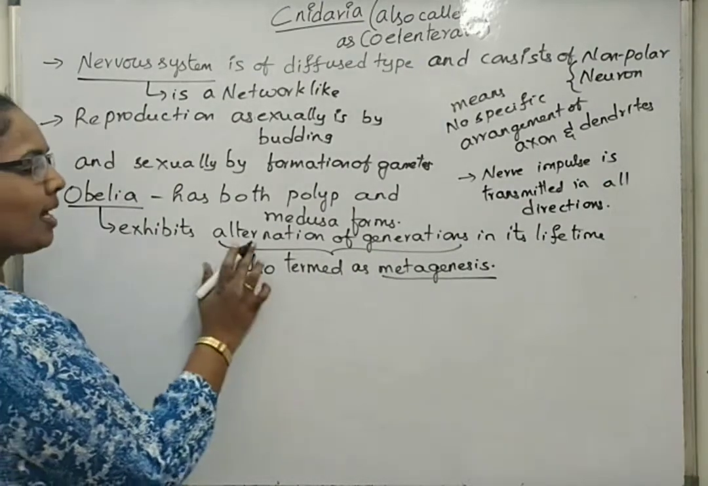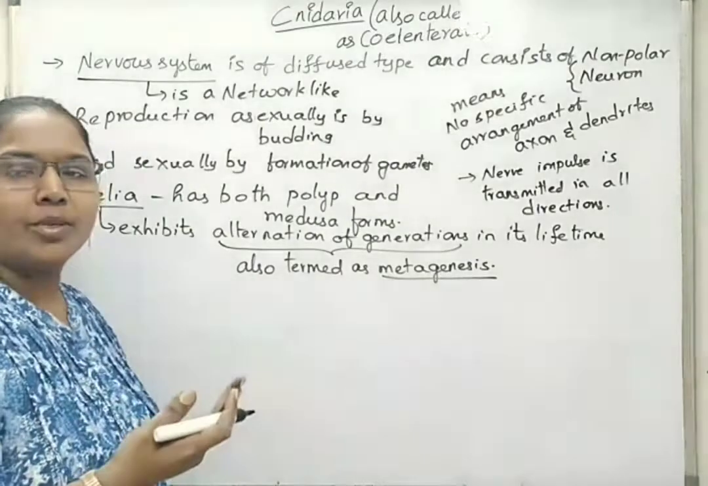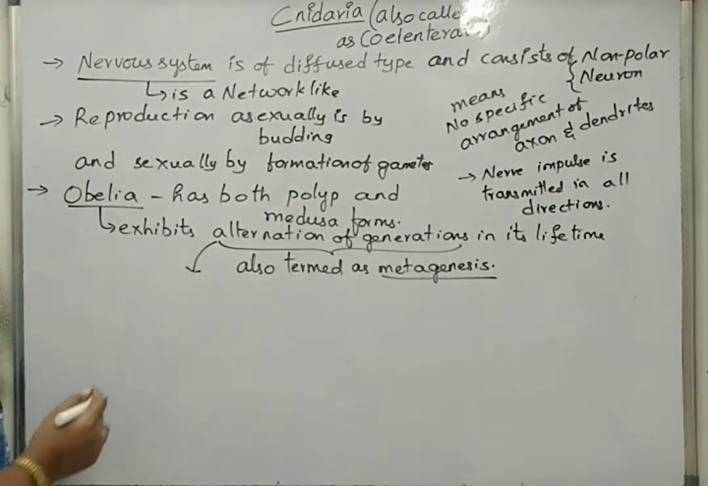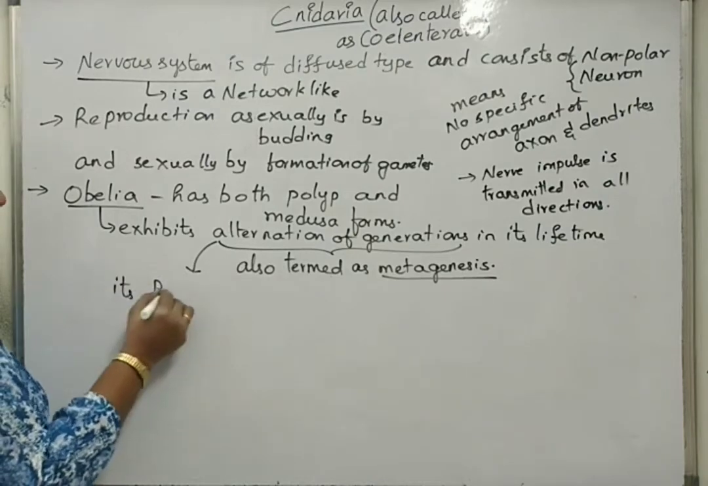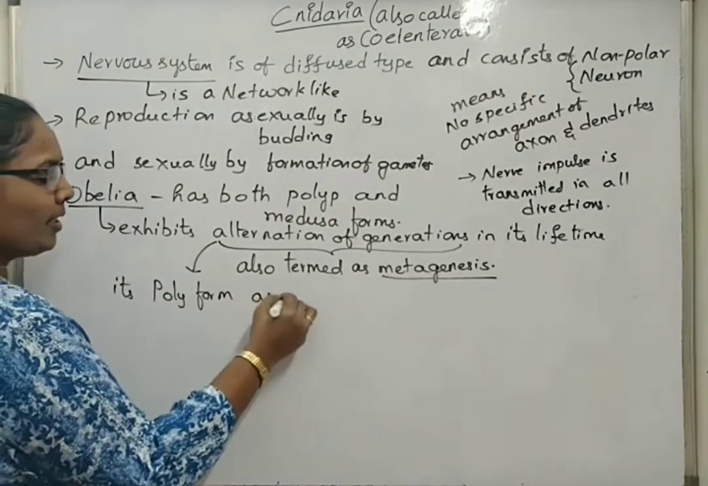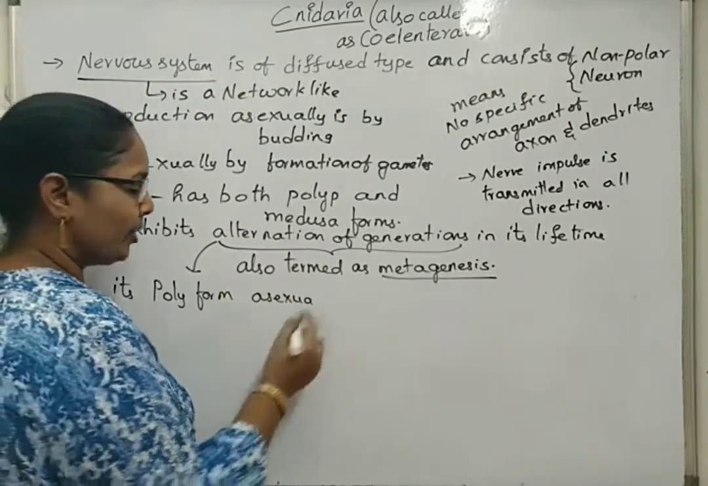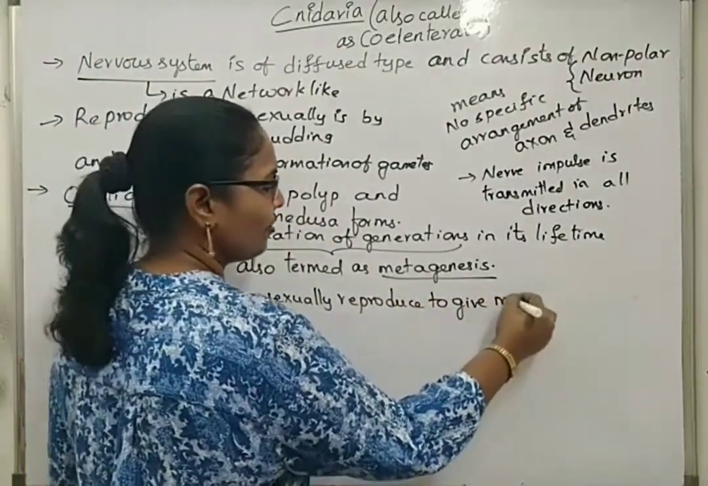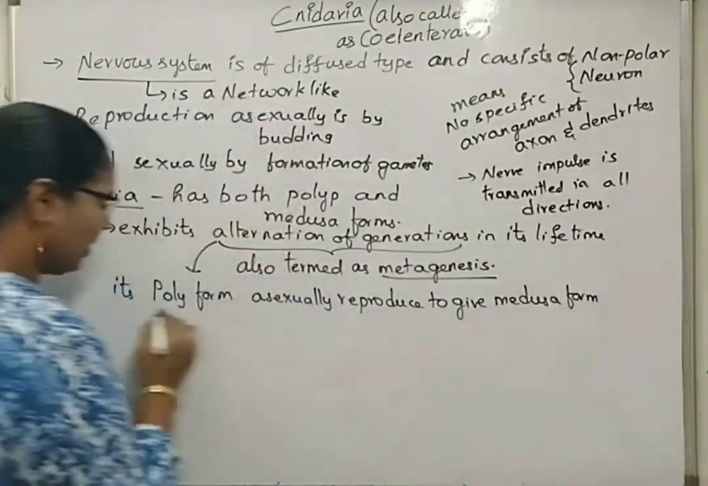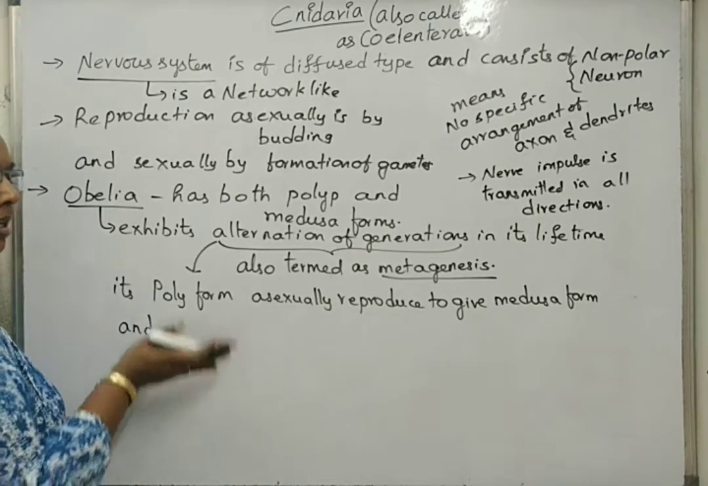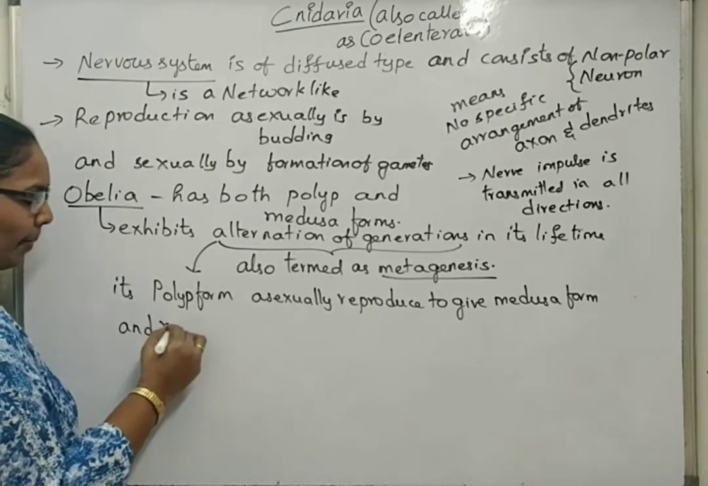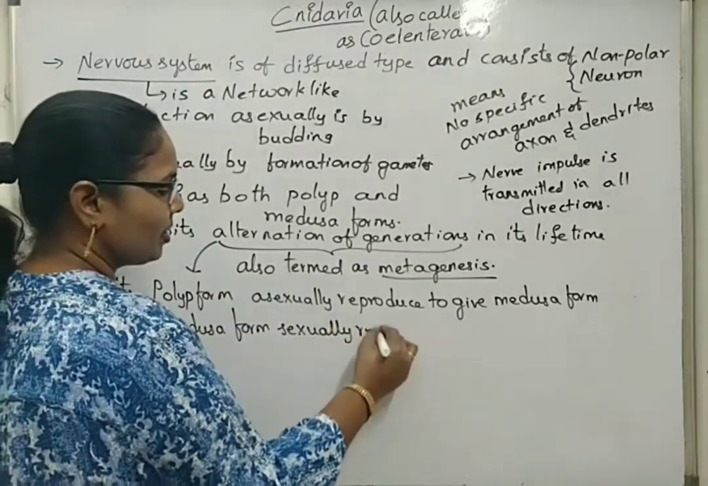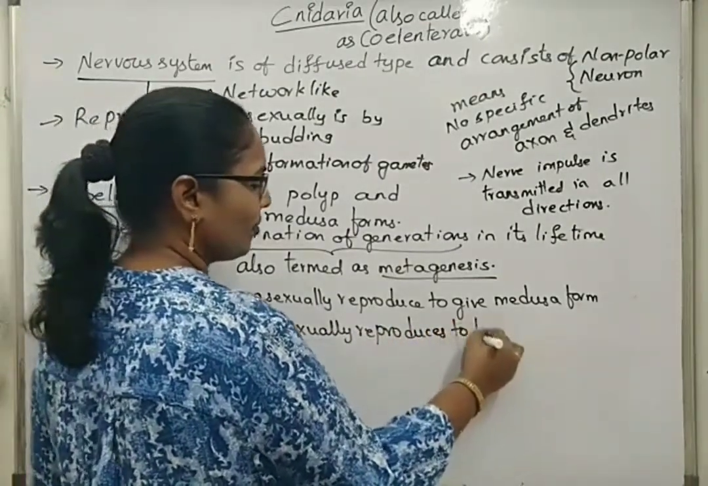So here we have written it exhibits alternation of generations. Means sometimes polyp is converted into Medusa and Medusa form is converted into polyp. How does this happen? The polyp form asexually reproduces and gets converted into Medusa, and Medusa form sexually reproduces and gets converted into polyp form.